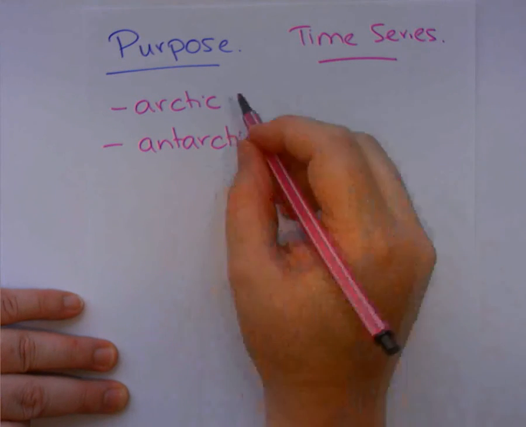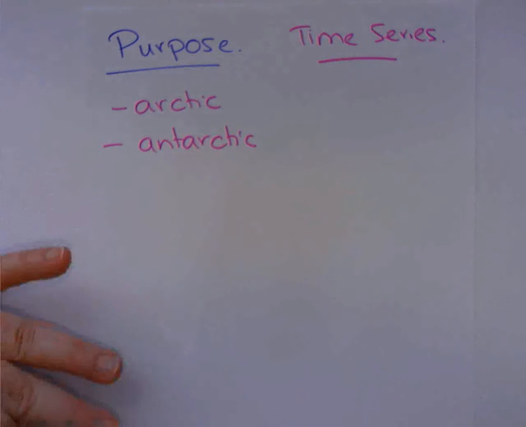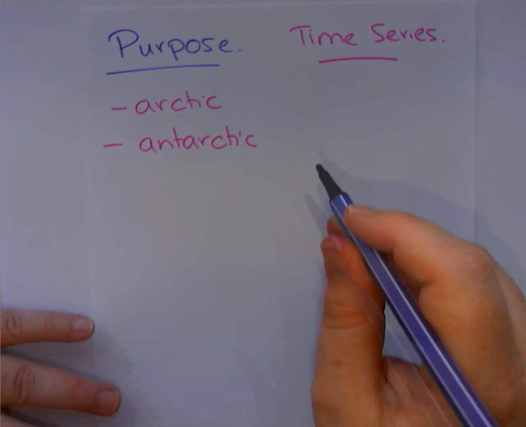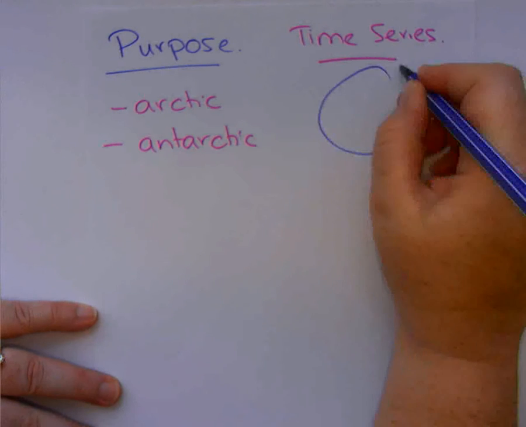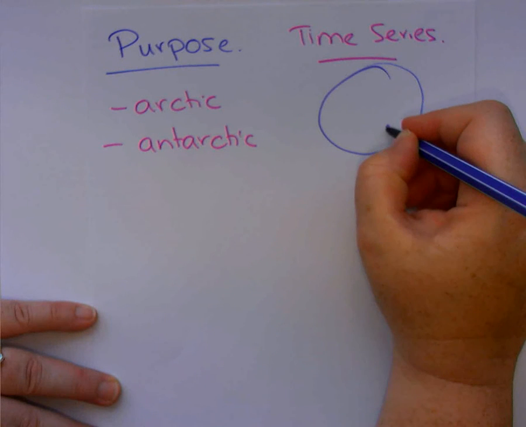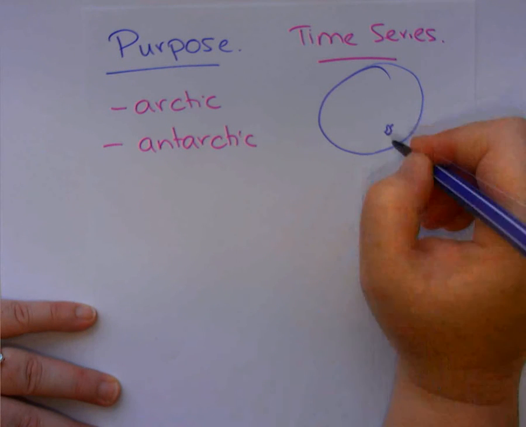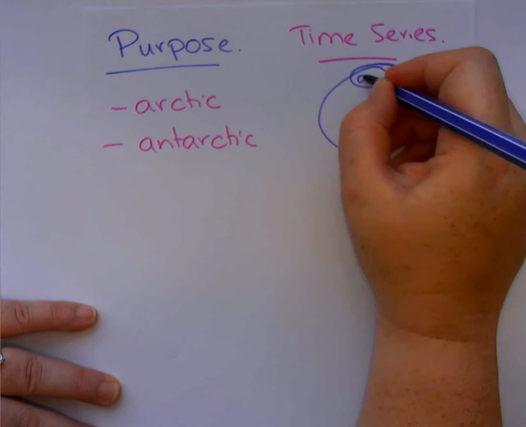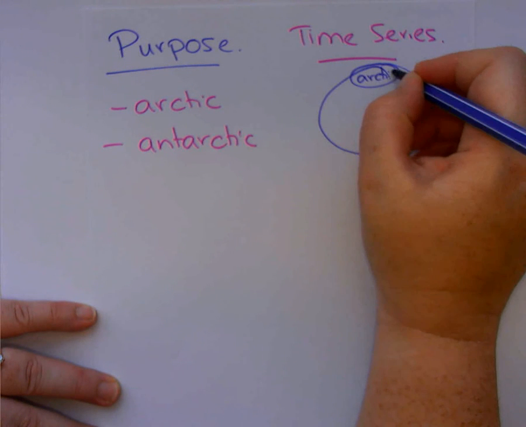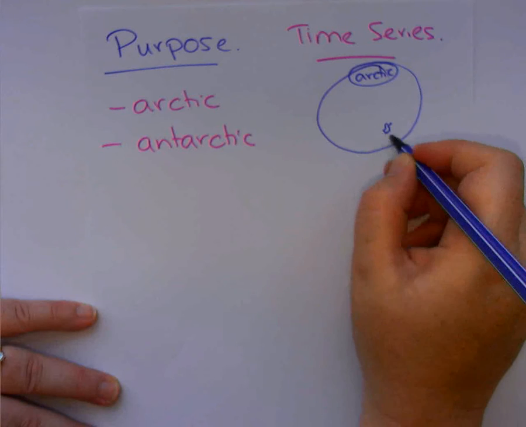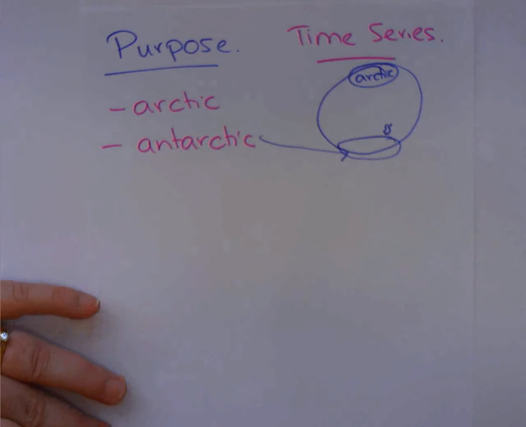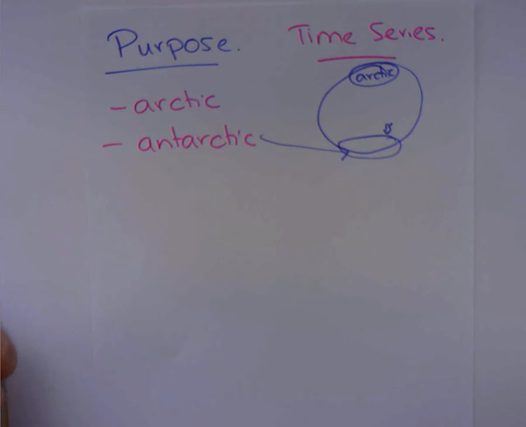So the Arctic, if I think about a map of the world, I think, well, where are these two places? There's my map of the world, New Zealand somewhere quickly down there. The Arctic is the area at the top. So that's the North Pole. And the Antarctic is the area down the bottom, the South Pole. So that's the first thing we need to identify.